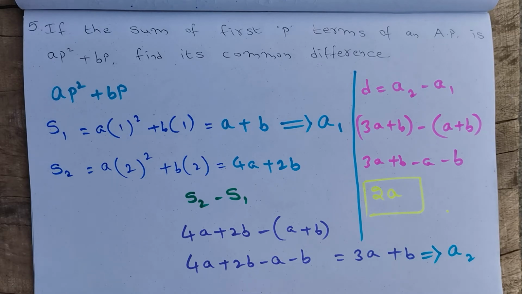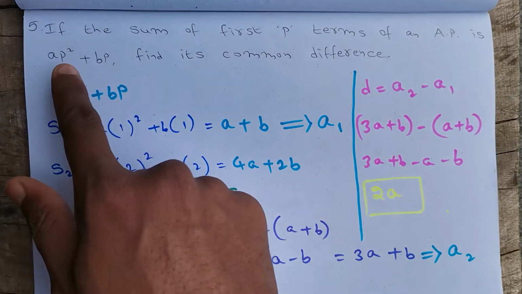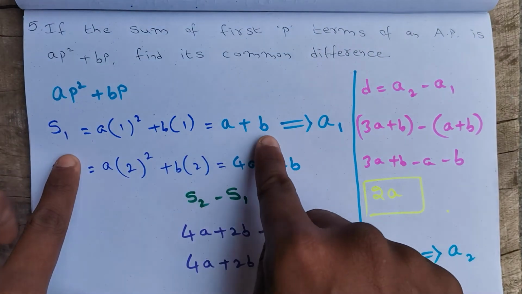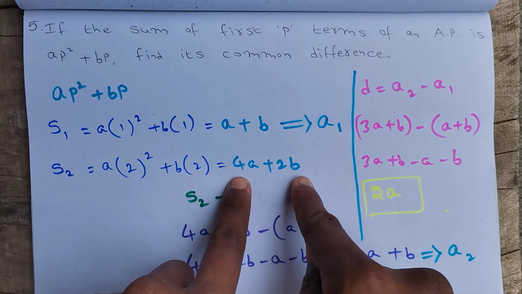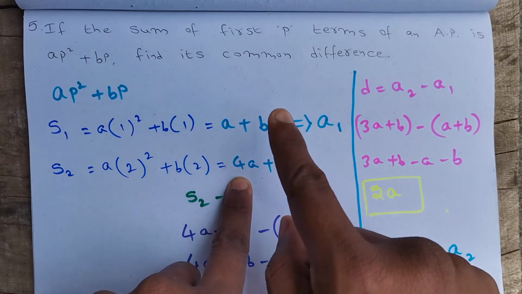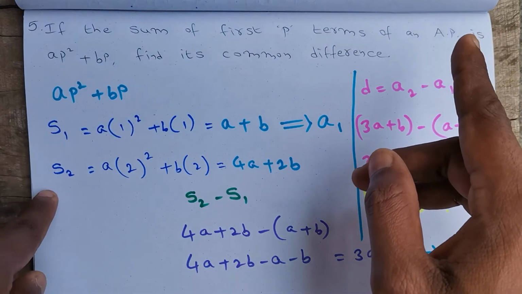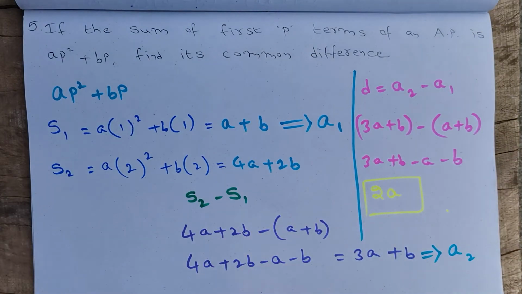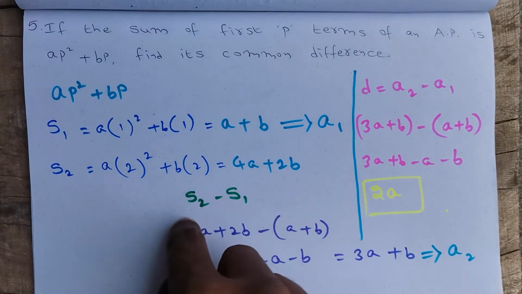Now in the place of sum, if they give the nth term: if the nth term of an AP is a n square plus b n, then find its common difference. As it is, we do the first step and get a plus b. Then the second term we get is 4a plus 2b. These two only we subtract, because he clearly said it is the nth term. Here we get a1, we get a2. If we subtract these two directly, we get the common difference. Earlier we did the sum, so that's why there were two extra steps.